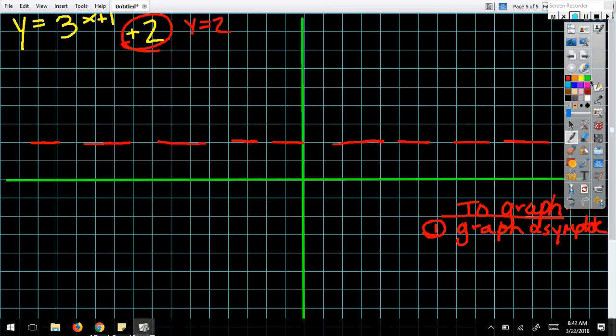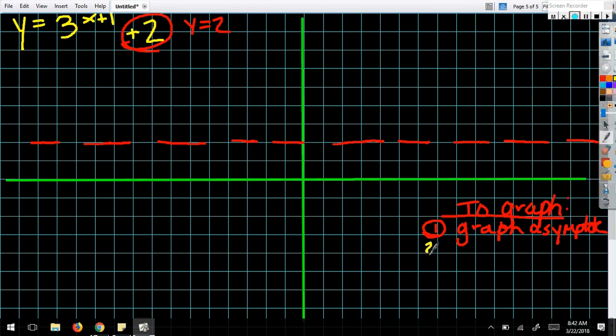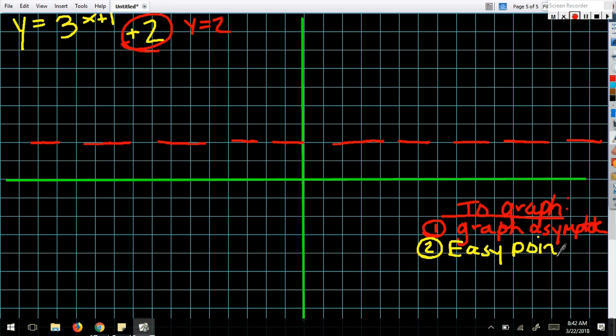All right. Next, I want to plot my easy point. Remember, we said the easy point was opposite H, A plus K. Negative 1, and then 3 plus 1. What is A? A is 1, because it's not there. K is 2, since you're adding. All right, negative 1, 3.